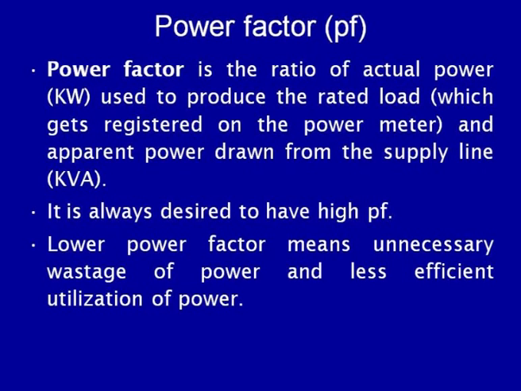Now, another important characteristic of the power source is the power factor. Power factor indicates how effectively the power is being used in an organization. It is indicated by the ratio of the actual power being used to produce the rated load and the apparent power drawn from the supply line. So, the ratio of these two, actual power divided by the apparent power being drawn from the power supply, indicates the power factor. It is always desired to have a higher power factor, so that the power can be effectively used.